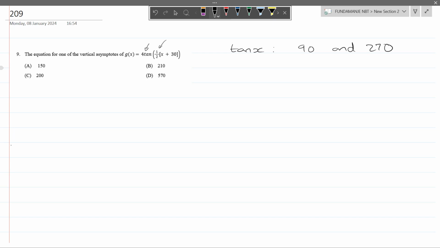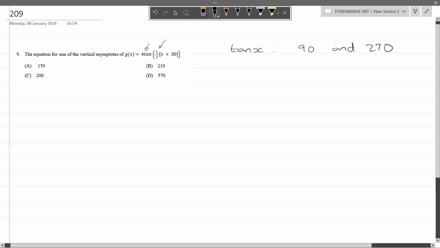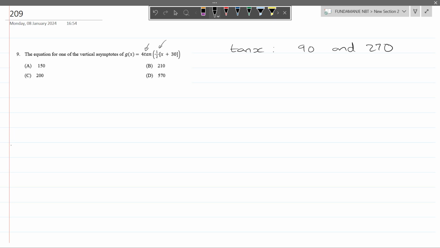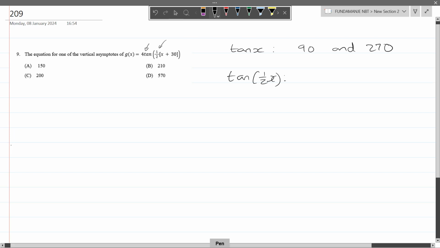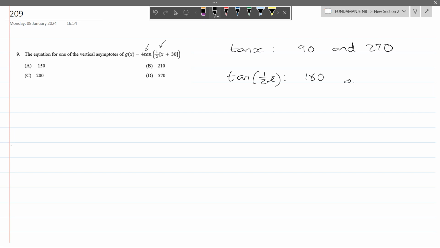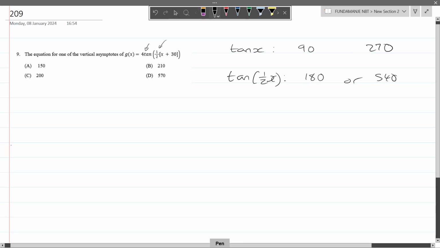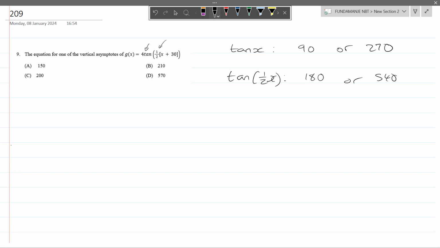Then we look at the half. The half affects our function because now it elongates our period, which was before 180 degrees. So every point is now shifted by 2 times the distance. So instead of having our asymptotes at 90 and 270, we're going to have them at 180 and 540. So 90 now changes to 180, 270 now changes to 540, because we have doubled our period.